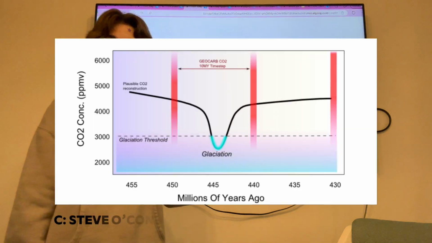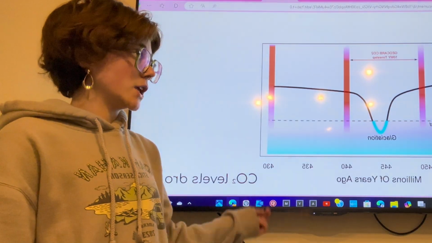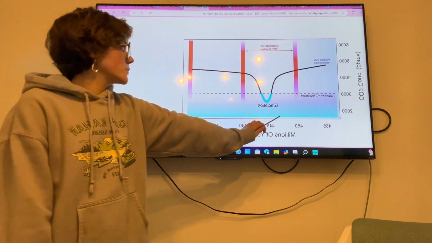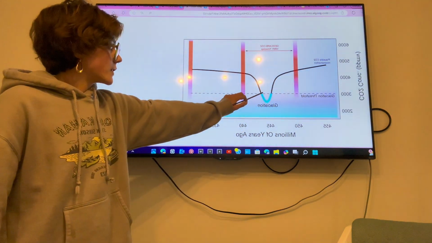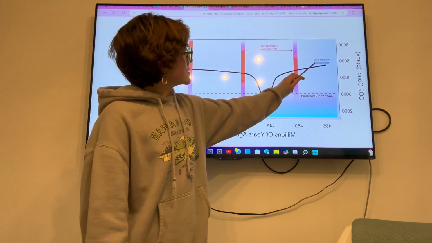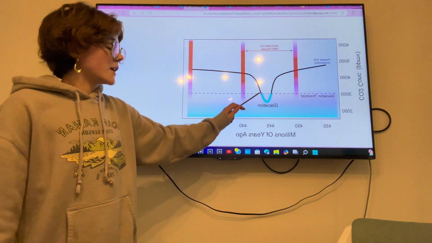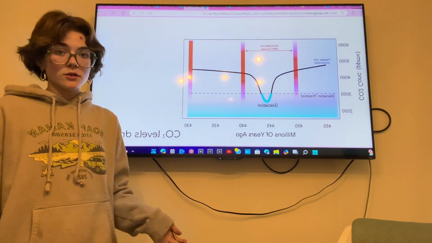In this graph, we can see the CO2 levels during the late Ordovician time period. This is around where the extinction happened, and that is also when the Earth entered a glacial period, also known as snowball Earth. As you can see, the CO2 levels dropped, and when you have more CO2, it makes it hotter, and when you have less CO2, it makes the Earth cooler.